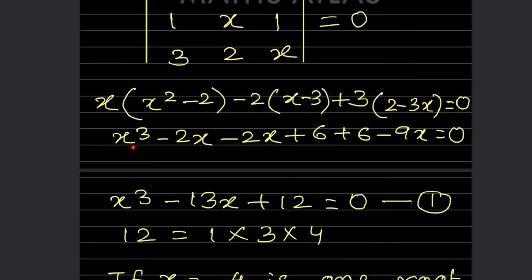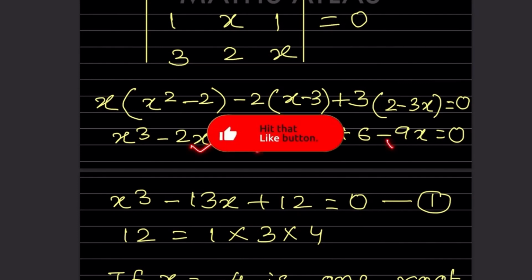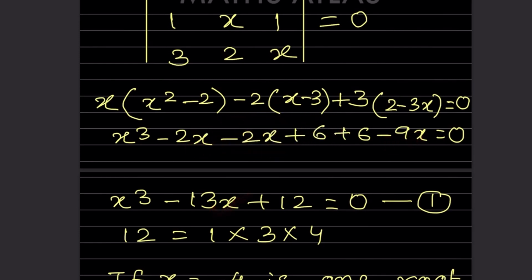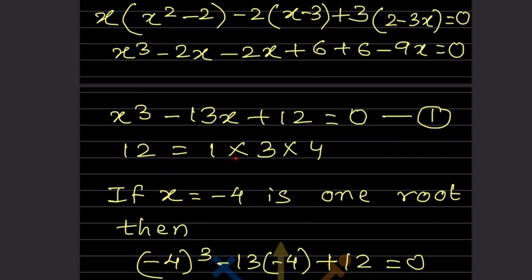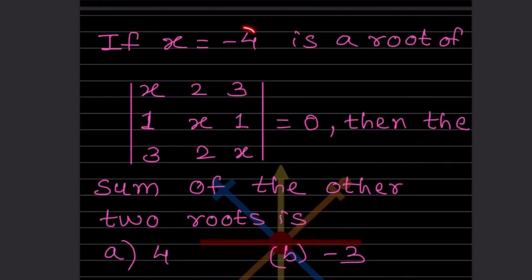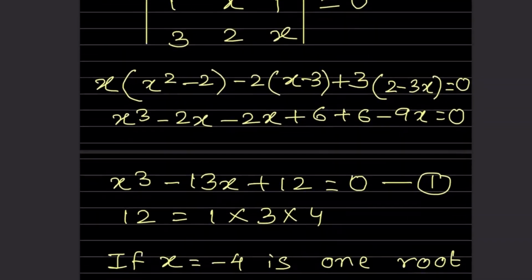So now what we can do, this x cube is alone here, but we can see x in 3 places here. So minus 2 and minus 9, that is going to be minus 13x, and this one plus 12 is 0. So now what you can see, this is a constant 12. 12 can be written as 1 into 3 into 4. But now what they said in the question here, x equal to minus 4 is a root.